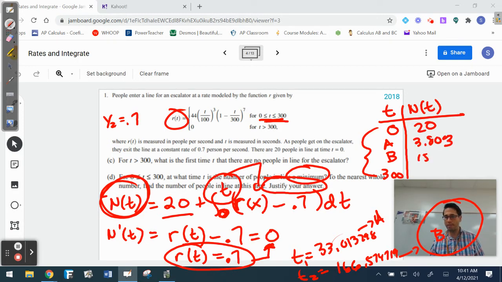This is the 158 people in line. That is a max, though. I got the min and max when I did this, and this is 80. So the answer to the question is at 33.013798 seconds, or 298 seconds. And the minimum people would be 4. There'll be 4 people in line out there.